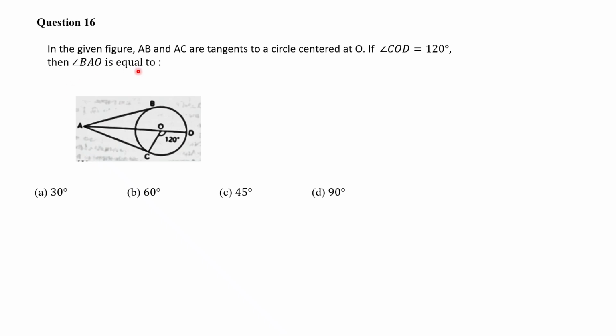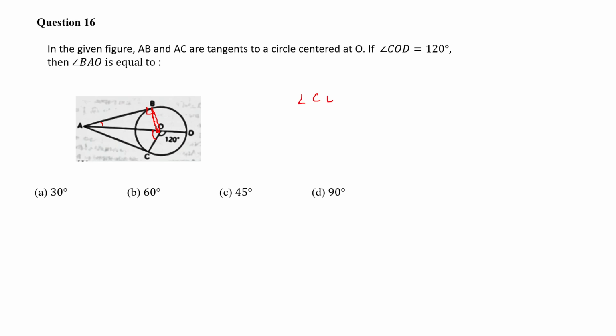Question number 16. In the given figure, AB and AC are tangents to a circle centered at O. If angle COD is 120 degrees, find the measure of angle BAO. So here you have to find this angle. Let me join O to B. This is 90 degrees. Now if this is 120 degrees, I can find this angle.